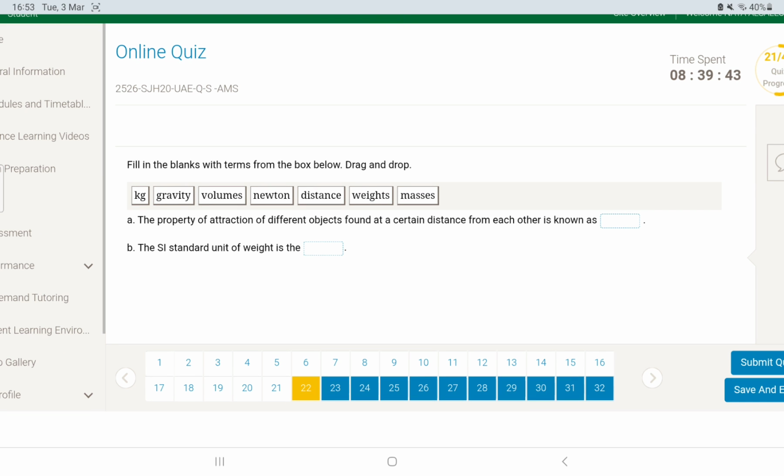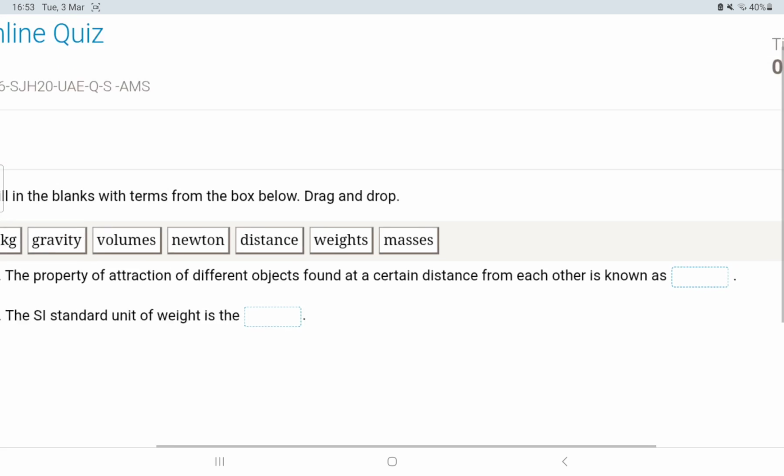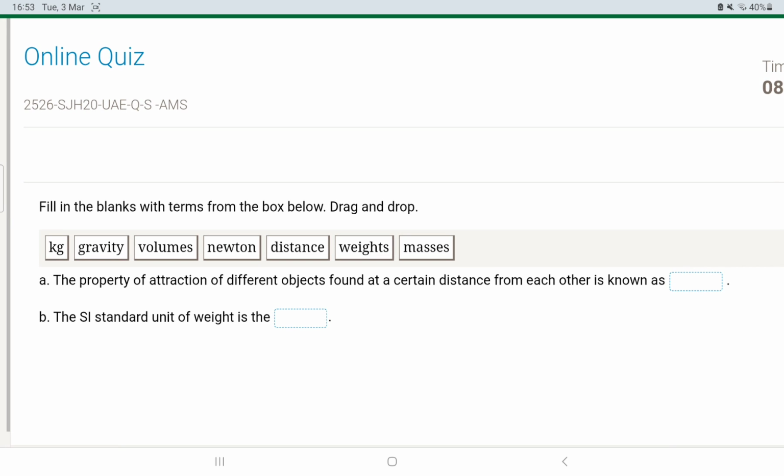The property of attraction of different objects found at a certain distance from each other is known as gravity. Actually, just let me put in the answers, then I'm going to explain. Basically here, they're saying the property of attraction of different objects found at a certain distance from each other is known as gravity. Why? Let's say here, you have this floor, okay?